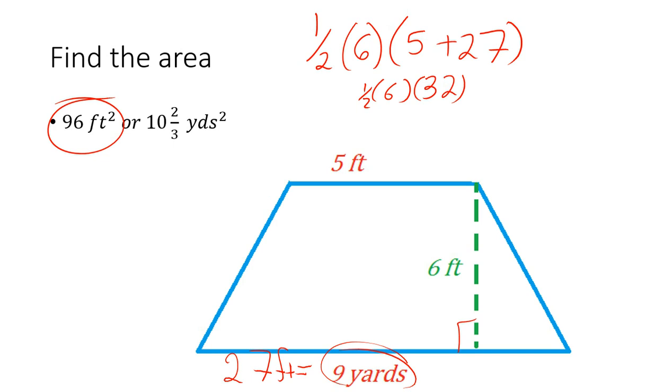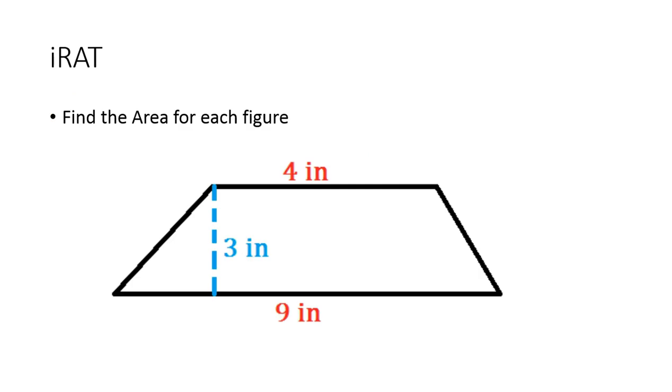If you did it in yards, the reason it's a fraction is because 5 feet is 5/3 yards, so you have to deal with it that way. So with area of trapezoids, make sure the units are correct. Setting it up is fairly straightforward: add the bases together, the flat, parallel sides, multiply by how tall it is, and then divide it in half. That's how you find the area of your trapezoids.